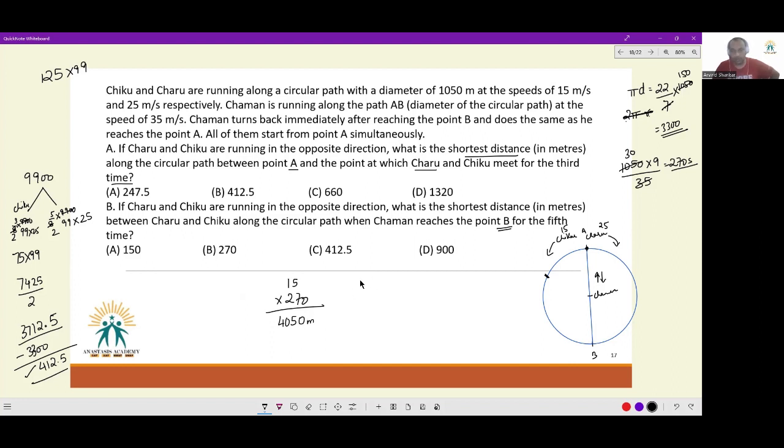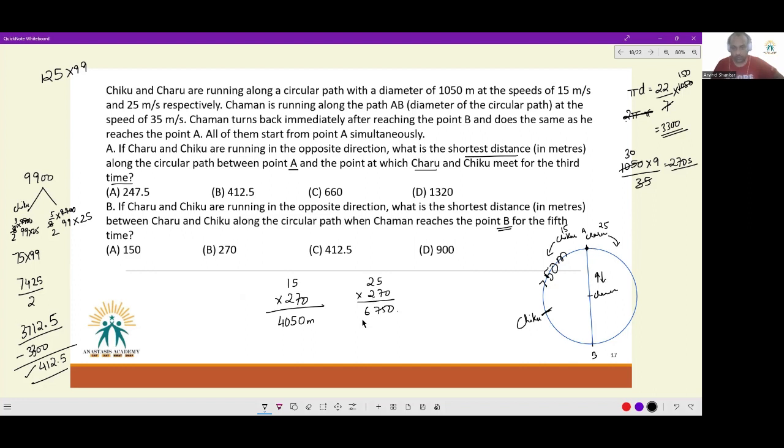The other fellow has traveled how much? 25 into 270 or 6750. So understand from perspective of Chiku, where is he? Starting from A, 3300 gone, 750. He is 750 meters away. When Chaman reaches B for the fifth time, this is where Chiku is, 750 meters away from A. Now where is Charu?